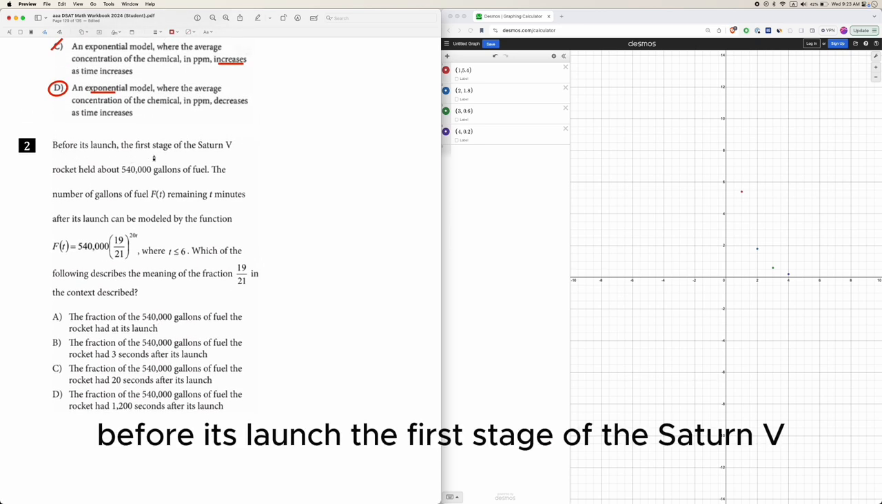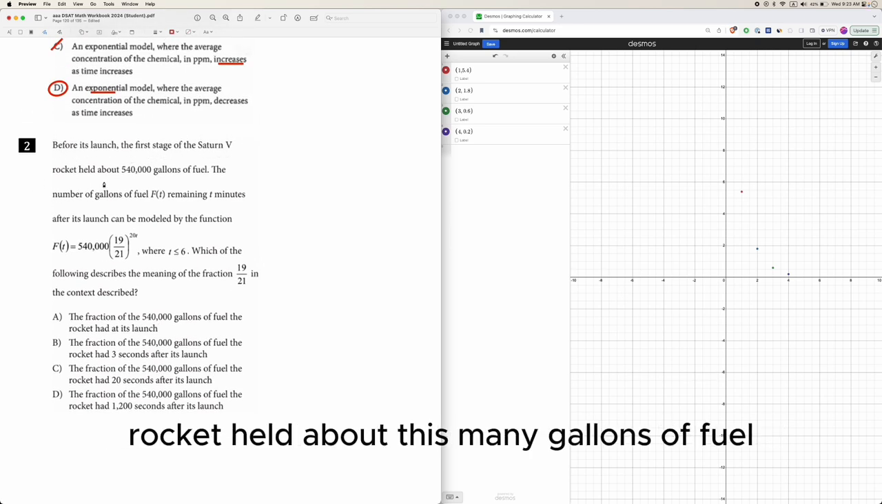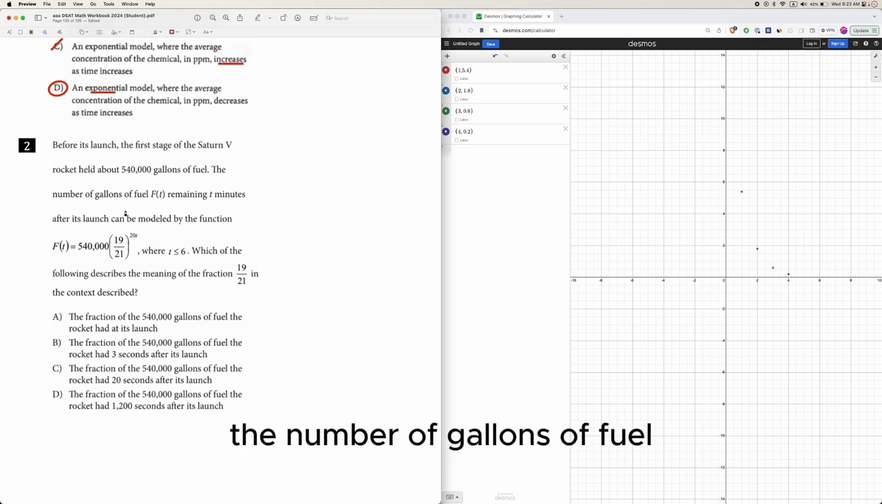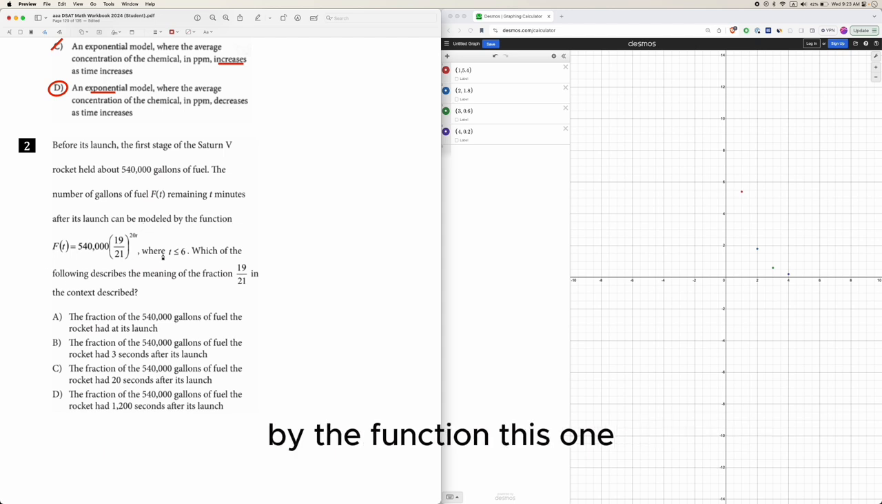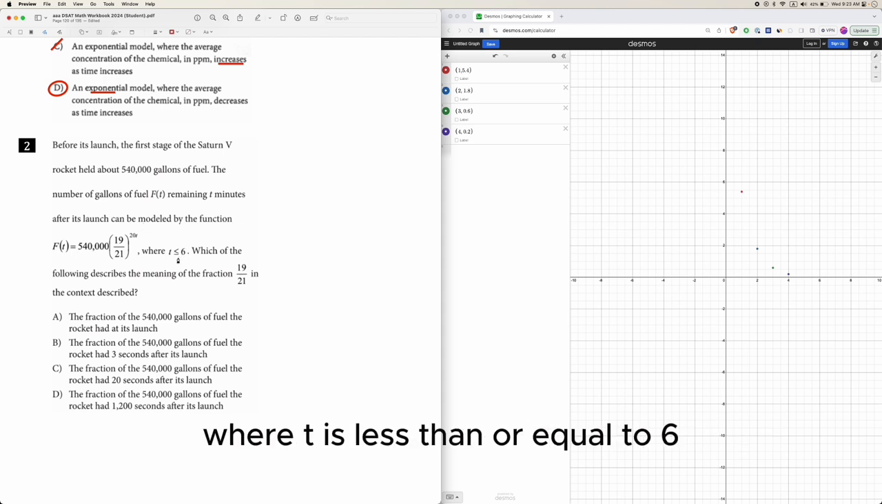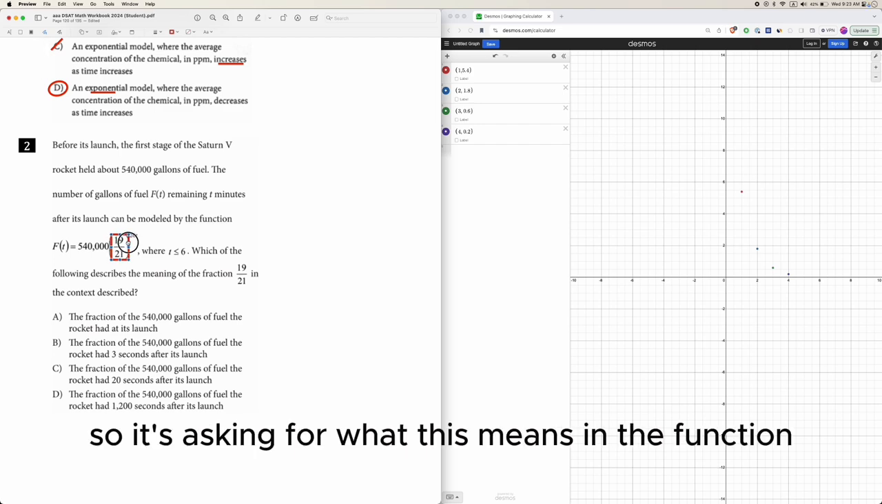Before its launch, the first stage of the Saturn V rocket held about this many gallons of fuel. The number of gallons of fuel, F of t, remaining t minutes after its launch can be modeled by the function, this one, where t is less than or equal to 6. Which of the following describes the meaning of the fraction this in the context described? So it's asking for what this means in the function.